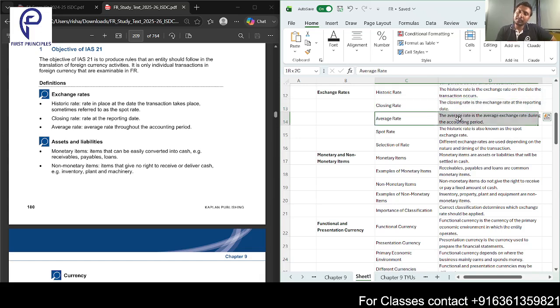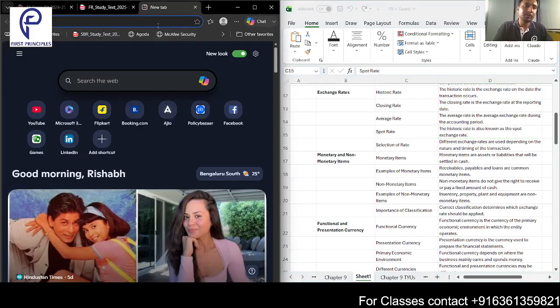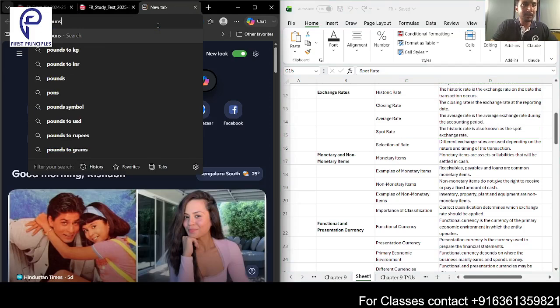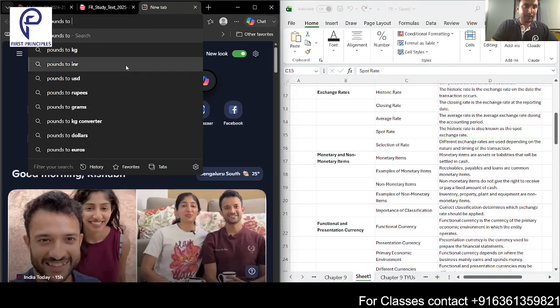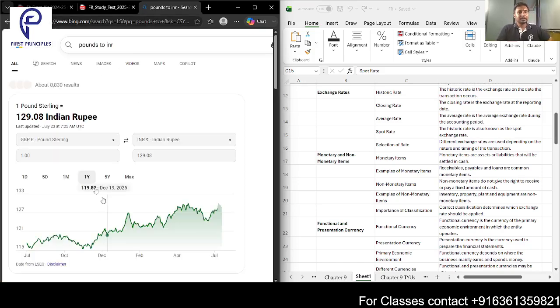Average rate, again, the guidance is not given on how to calculate it, but it is a representation of the rate between the highest and the lowest rate during the year. In between that, on an average, what was the rate throughout the year? It is an average rate. Spot rate is the rate right now, right at this second, 12:55 p.m. in India, 23rd July. Right now, if I Google, what is the rate? That is called the spot rate. Right now, the exchange rate is 129.